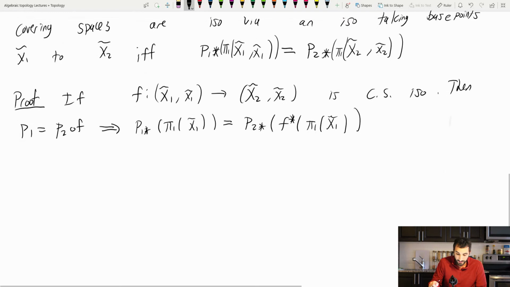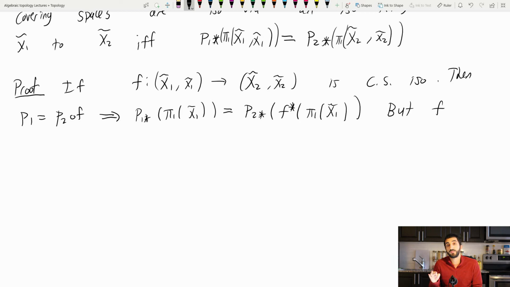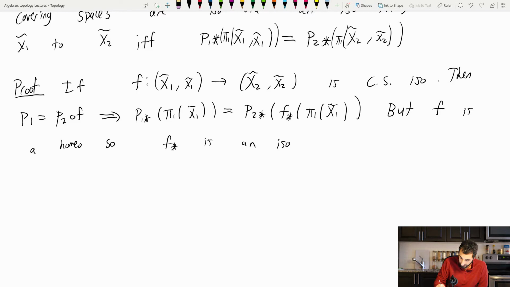f, remember a covering space isomorphism is in particular a homeomorphism on the underlying topological spaces. So f star is a homeomorphism. F is a homeomorphism, so f star is an isomorphism on fundamental groups. So in particular, f star of pi1 of x1 twiddle is the entire pi1 of x2 twiddle.